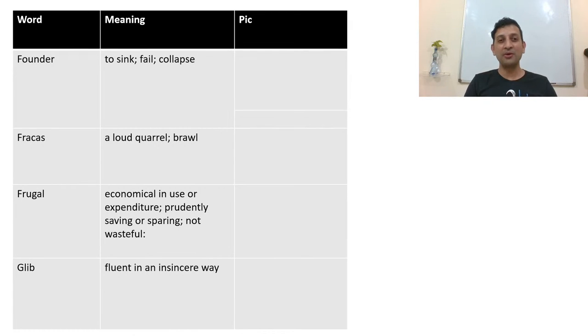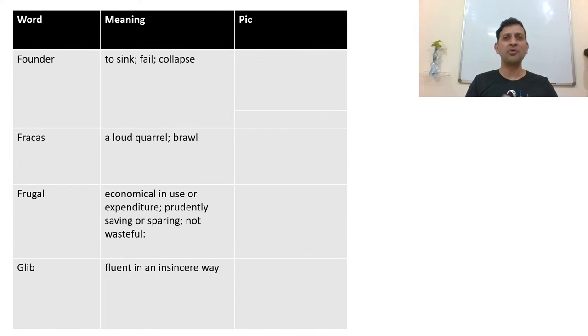Frugal: somebody who doesn't waste anything. Very particular. He will use money, food, anything very frugally. He will not waste anything. One of the corporate philosophies, or corporate values, of Amazon is frugality, that they will not waste anything.